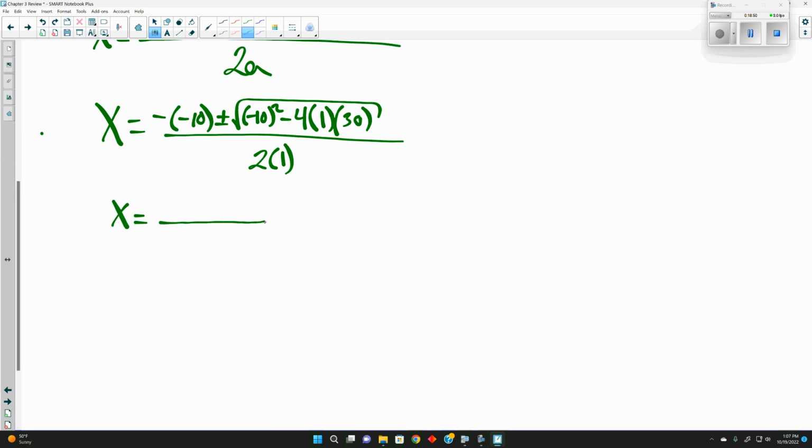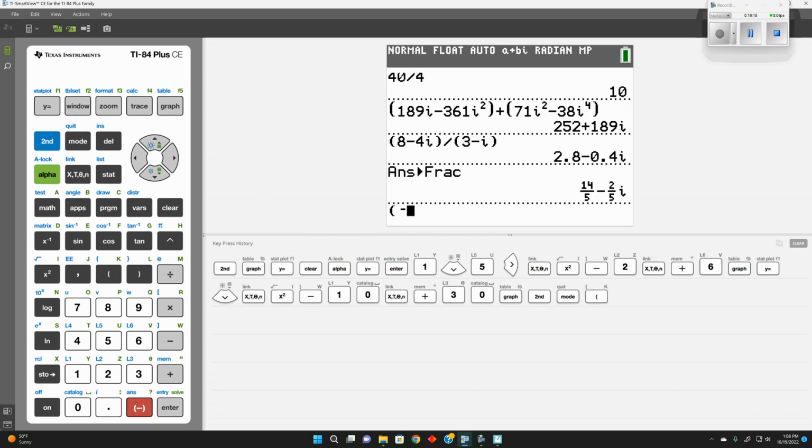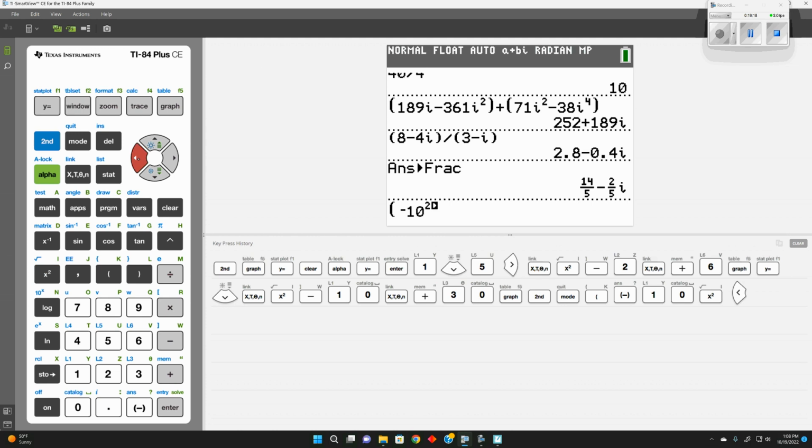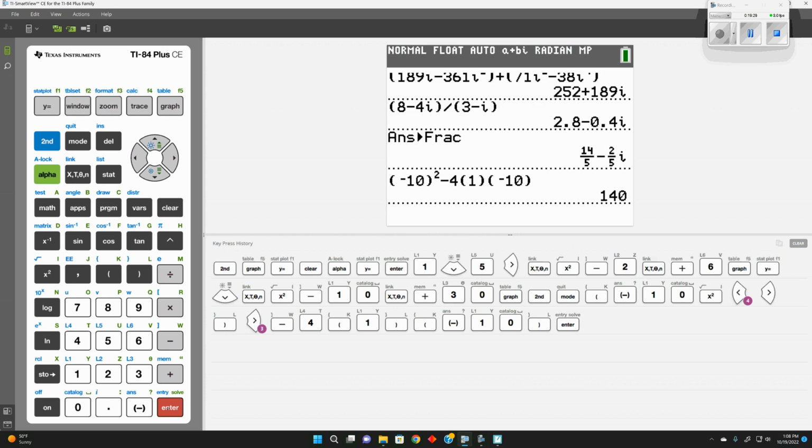Now for the rest of this, we're really simplifying. Once we get this plugged in, -10 is just 10, and 2 times 1 is 2. The next thing I would do is plug everything inside the square root into the calculator. I wouldn't include the square root, I would just plug everything else in. So we would have parentheses, -10 squared, I would put it in parentheses, minus 4 times 1 times -10. Hit enter.